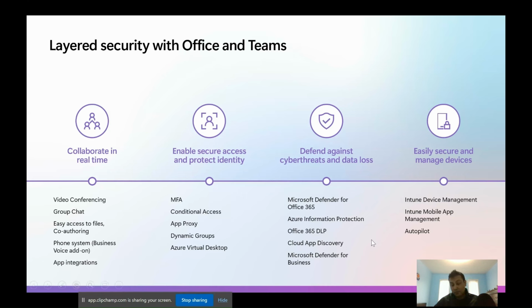Then you have defend against cyber threats and data loss, right? With Defender for Business, it helps you protect against ransomware as well as malware attacks. You can restrict it in case somebody is trying to email and forward those emails to a private email, and there's company data attached to it. You don't want to do this. All that can be prevented by utilizing data loss prevention policies. So that's all part of the cyber threats and data loss policy, which can be configured.